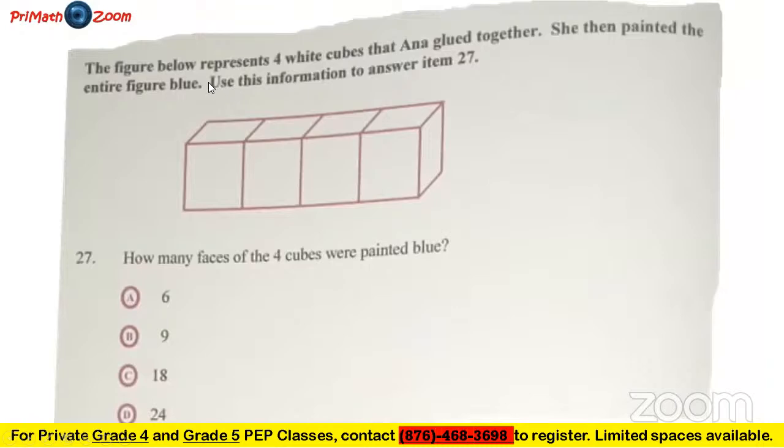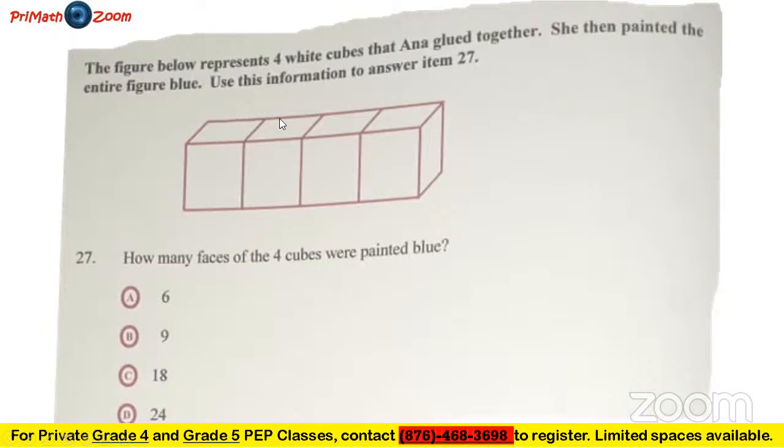All right, so the figure below represents 4 white cubes that Anna glued together. She then painted the entire figure blue. Use this information to answer item 27. How many faces of the 4 cubes were painted blue?